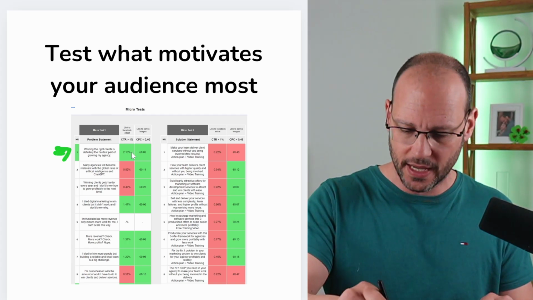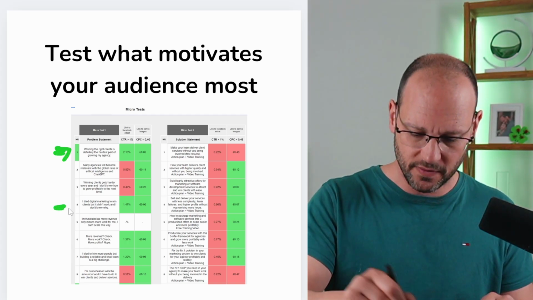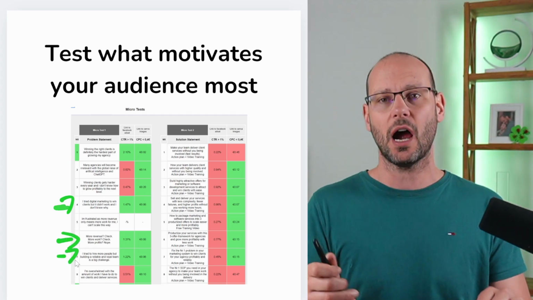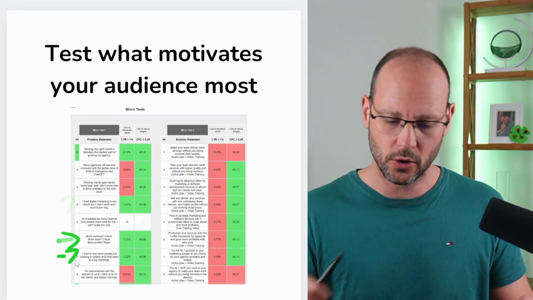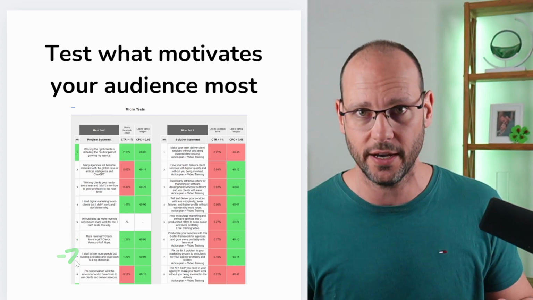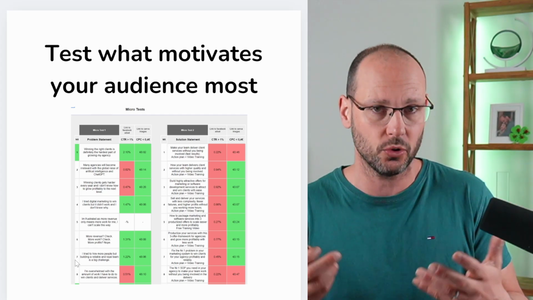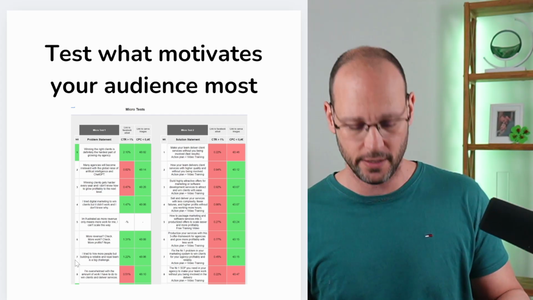For example, this one has 2 green boxes, this one is validated, this one is validated, and this one is validated as well. And these are statements that you can use as a hook, because you know they are strong enough to catch the attention of the right people. Okay, that's what you can do as a preparation in order to start your ad with something relevant.